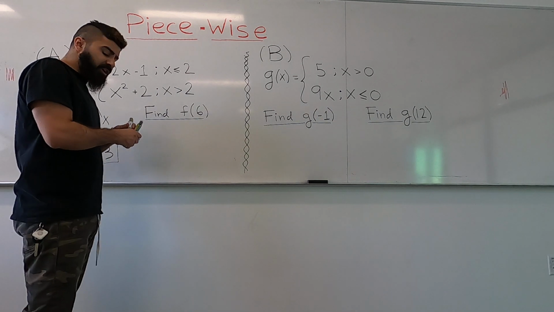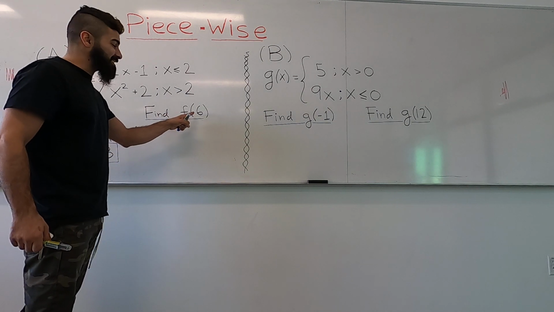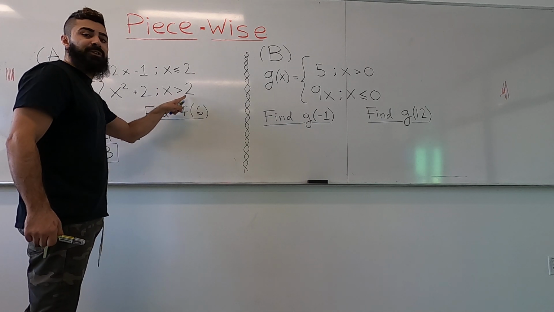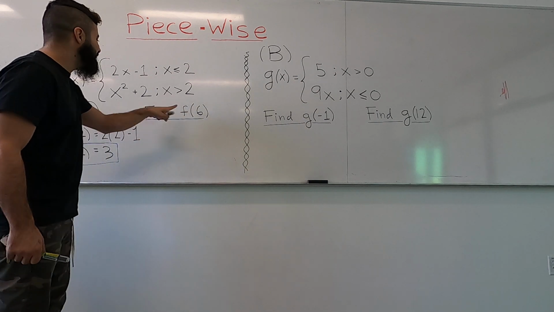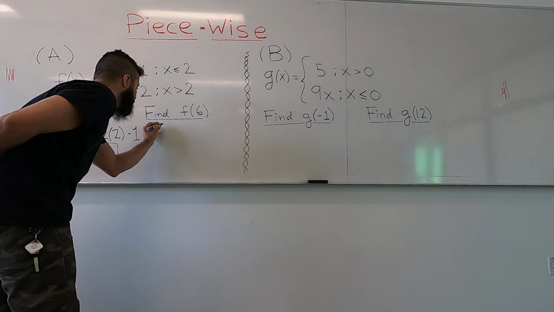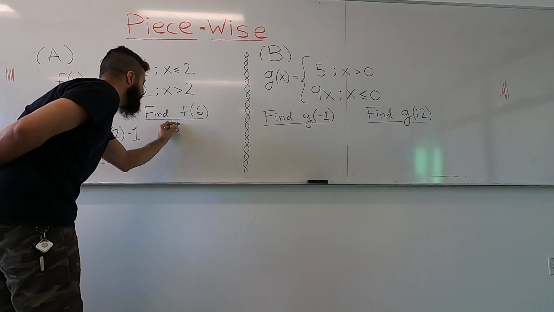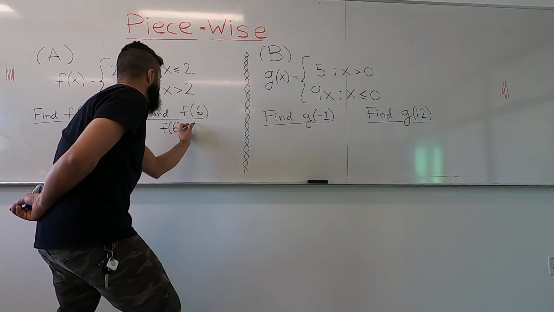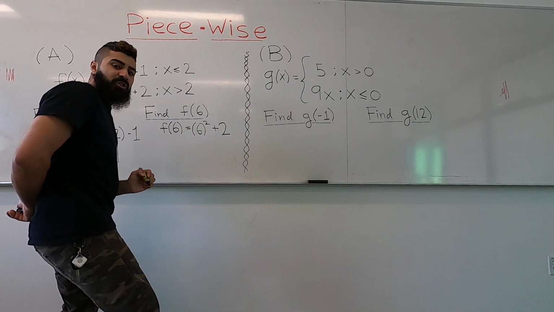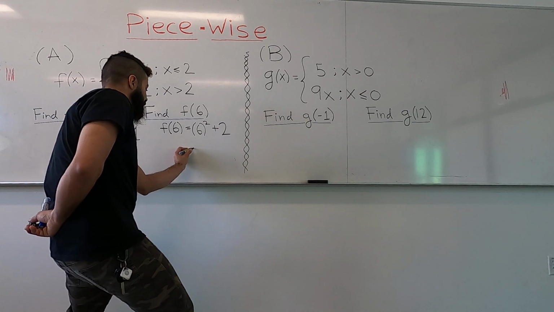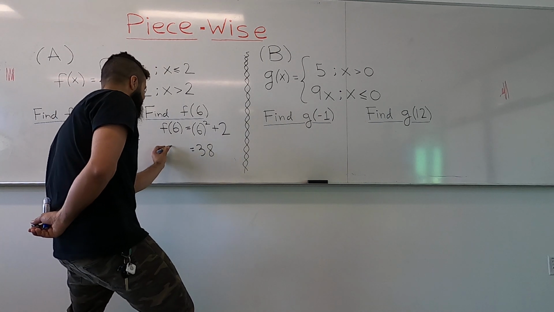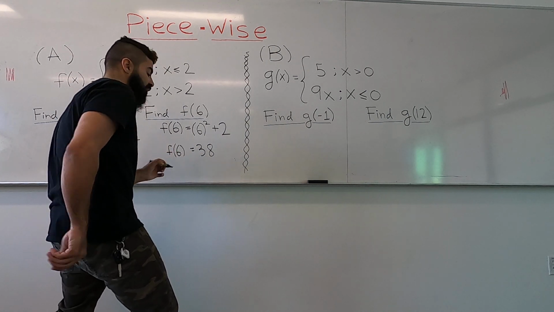Okay. Moving on, let's find f evaluated at x equals 6. So when x is equal to 6, that means x is definitely bigger than 2. So we plug 6 into this bottom one, x squared plus 2. Let's see what we get. So f of 6 is equal to 6 squared plus 2. 6 squared is 36, plus 2 is 38. So f of 6, for example A, is equal to 38.